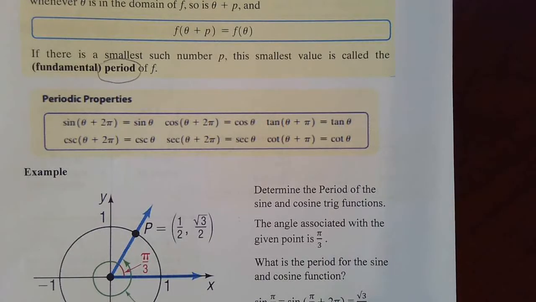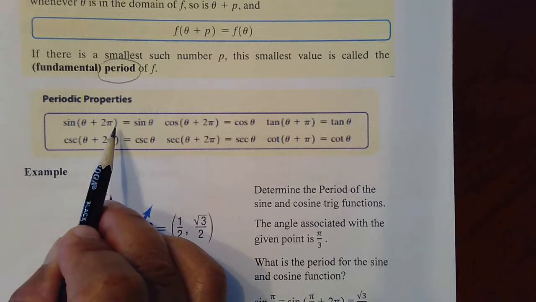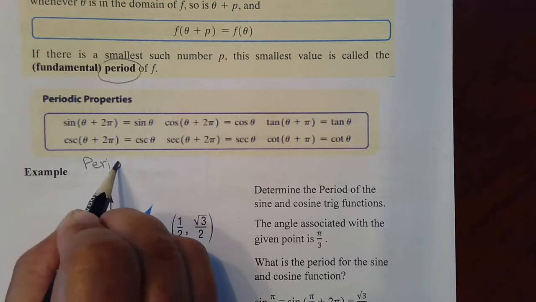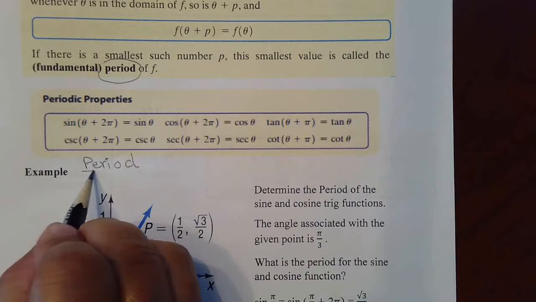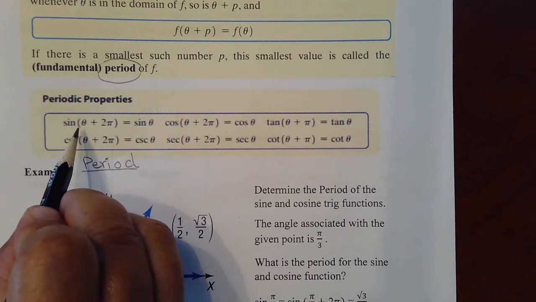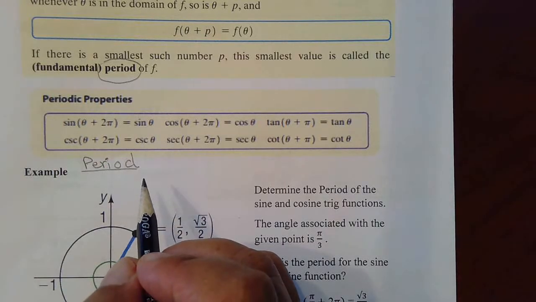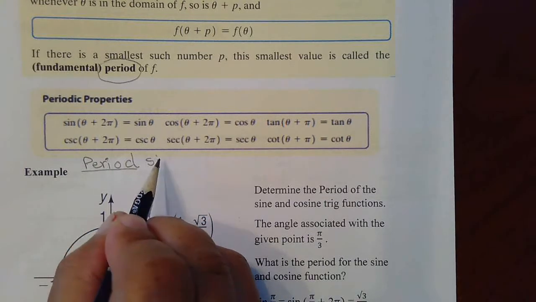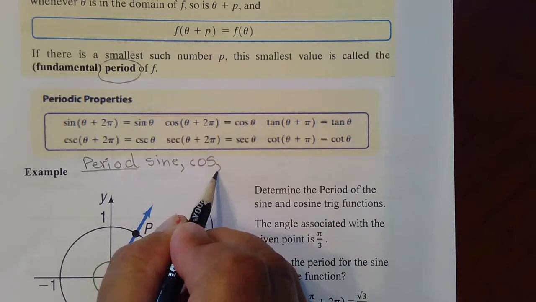In these definitions right here, see how they're saying theta plus 2 pi? That means that the period, this is how often, every 2 pi units, your answers for sine, the sine values, are going to repeat every 2 pi units, every time you revolve around the circle 2 pi. So the period for sine, cosine. Let me just abbreviate them.